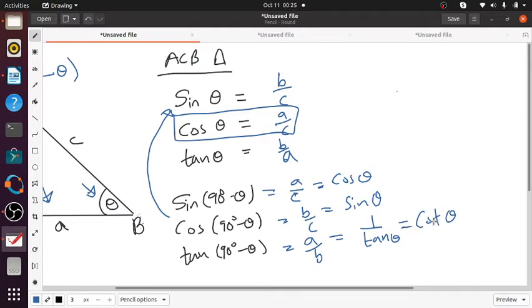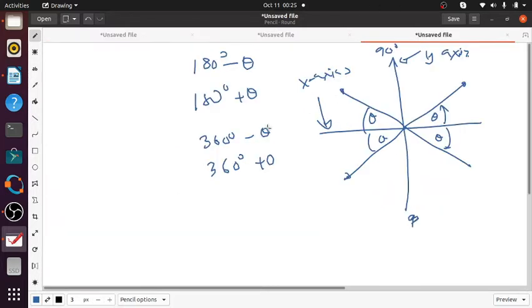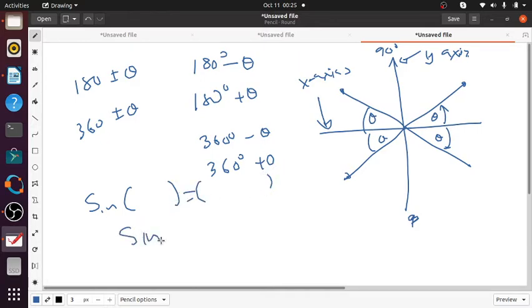In the previous case, we took 180 minus theta, 180 plus theta, and 360 plus or minus theta. The trig ratios did not change. The trig functions did not change. Sin of 180 plus or minus theta is equal to sin theta, with a minus or plus sign.